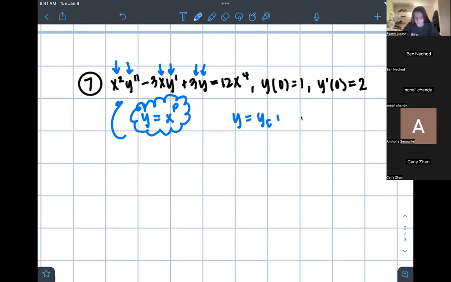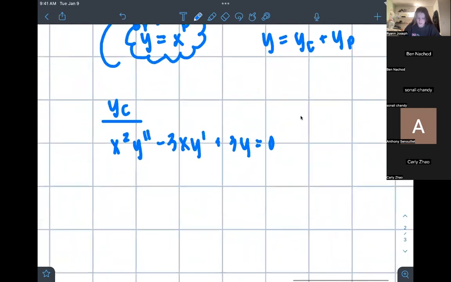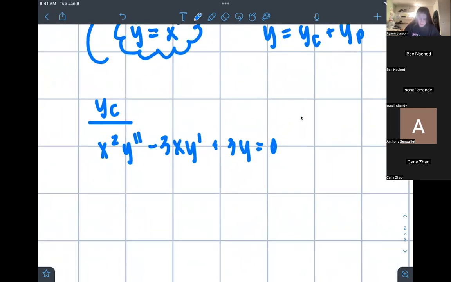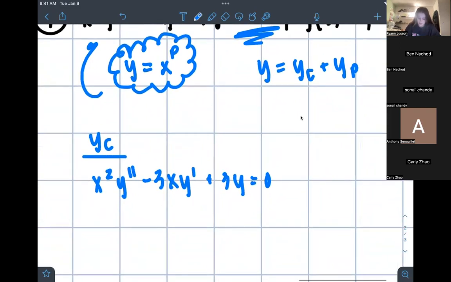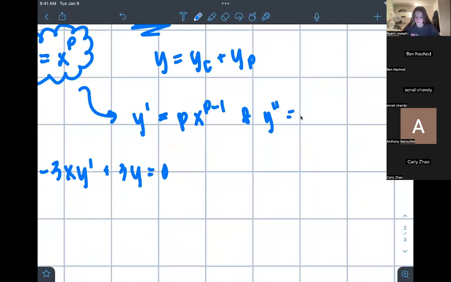y is equal to yc plus yp. We're going to have a complementary and particular solution because it is non-homogeneous. So this is solving for the homogeneous component. I'm going to take the homogeneous equation and plug in y is equal to x^p. Given this, y prime is equal to p x^(p-1), and then y double prime is equal to p(p-1) x^(p-2).